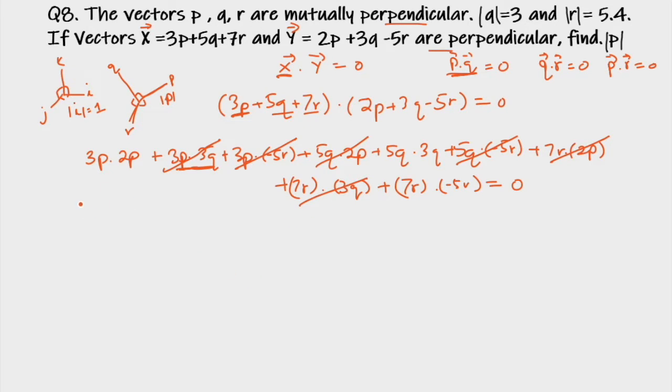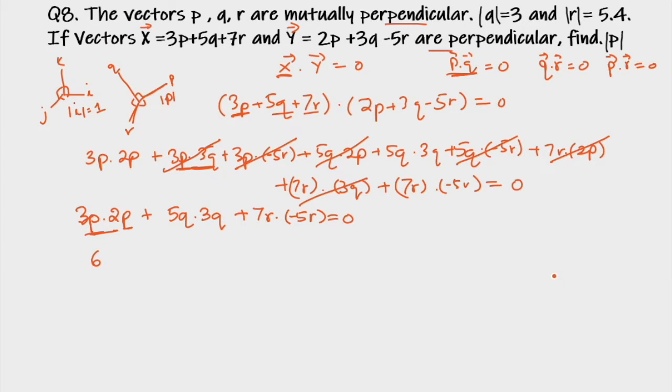So what are we left with? 3P dot 2P plus 5Q dot 3Q plus 7R dot minus 5R. That has to be equal to 0. Now, whenever we have same direction vectors and we have to find their dot product, this is what we do. Let me take this for example. 3 times 2, their magnitudes are multiplied because it's scalar product. So we just multiply the numbers.